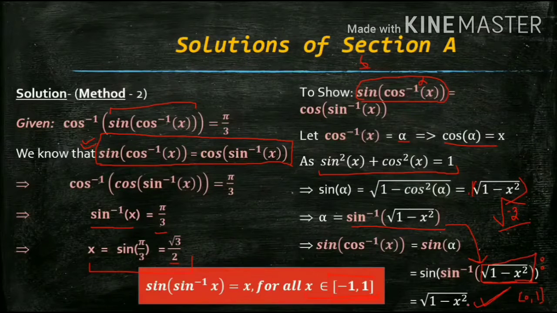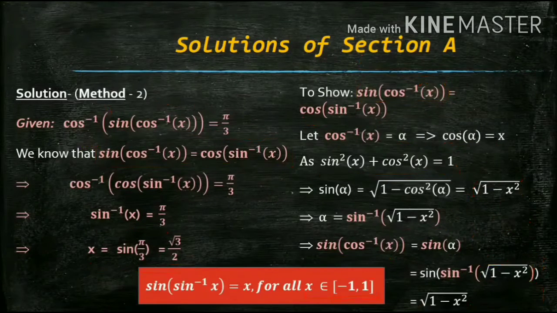Now you must be questioning that I have to show that sine of cos inverse x is cos of sine inverse x, but I have shown that sine of cos inverse x is square root 1 minus x square. This is not what we want. Just wait. I'll again show that this expression is also equal to this. So then we can say that both are equal. I hope this is clear, how sine of cos inverse x equals square root 1 minus x square.